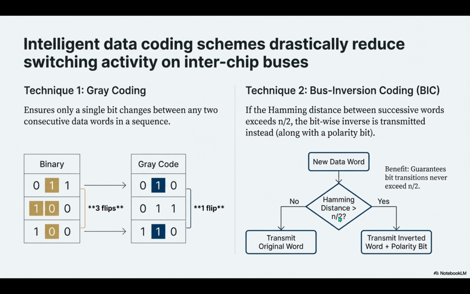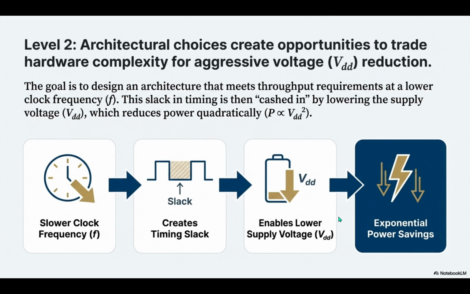Okay, so we've made our algorithm as lean as possible. That's level 1. Now we move down the funnel to level 2, architectural optimization. And this is where we finally get to cash in on that VDD squared prize we talked about. Right, this is where we create the timing room to actually lower the voltage. Level 2 is all about a trade-off. You trade a bit more hardware for the ability to run at a lower clock frequency.